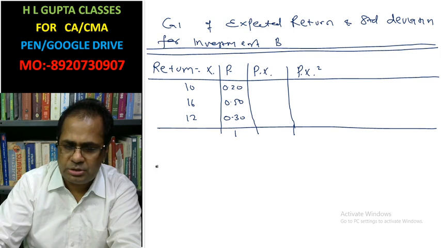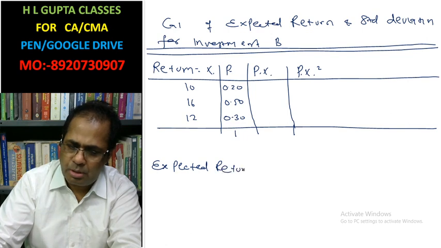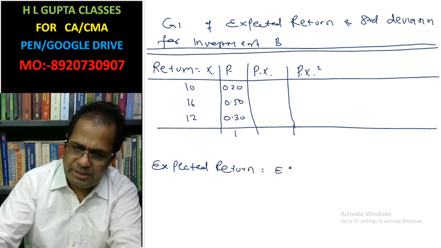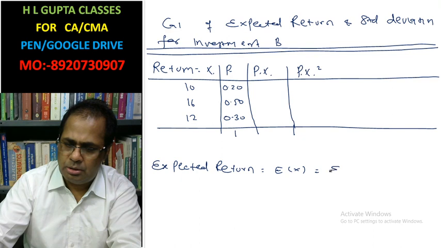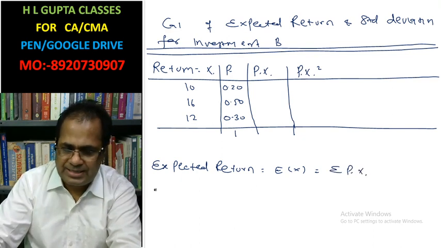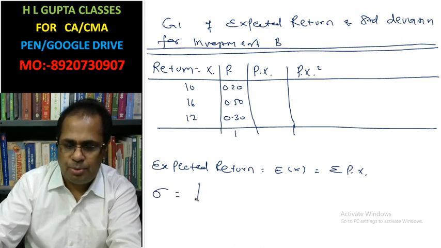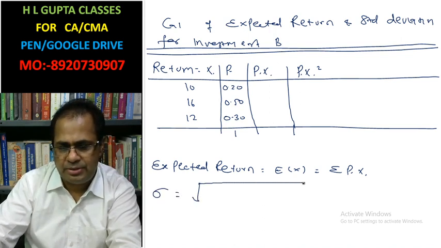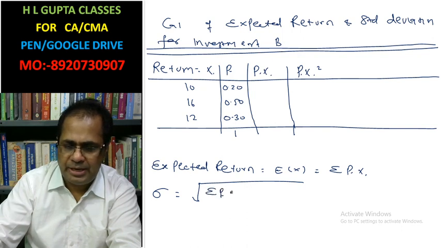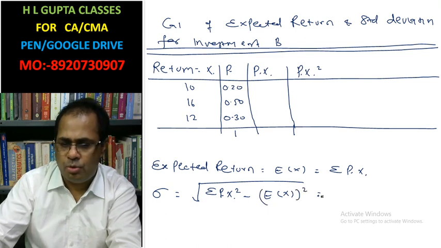Why? Because the formula of expected return is represented by E(X) = summation PiXi. The standard deviation is given by the square root of summation PiXi square minus E(X) whole square.